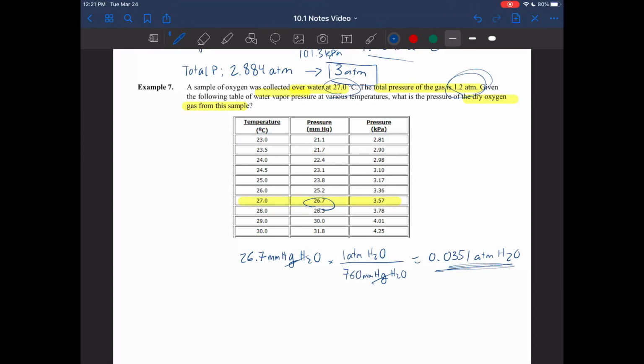So you notice that when you collect gas over water, not a lot of that total pressure of the gas is actually being contributed to by the water, but it's still noticeable. There's still something there. So let's go ahead and calculate this.